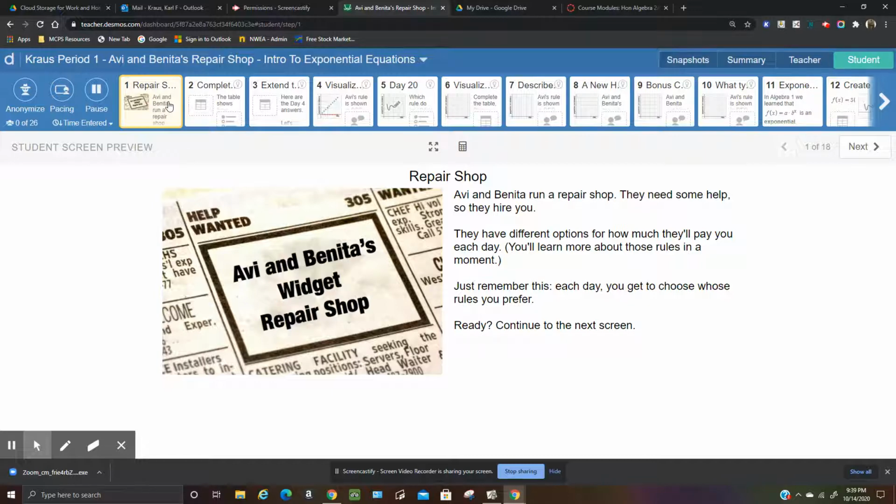They have different options for how much they'll pay you each day. You'll learn more about those rules in a moment. Just remember this: each day you get to choose whose rule you prefer. Ready? Continue to the next screen.